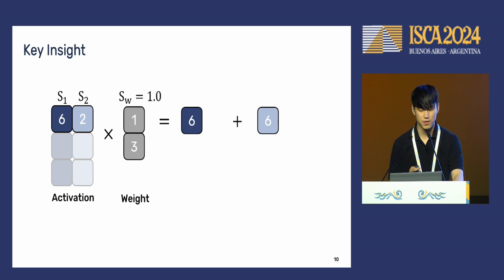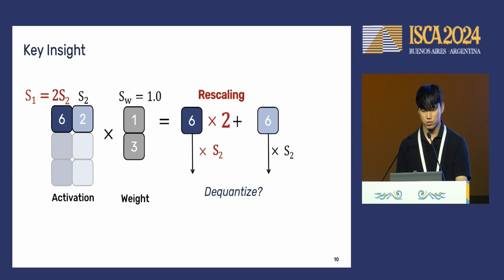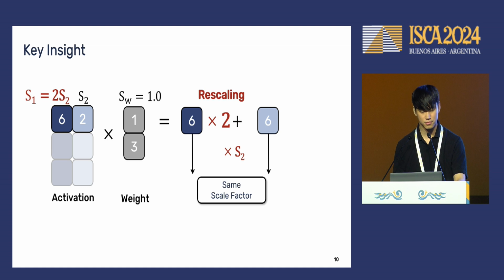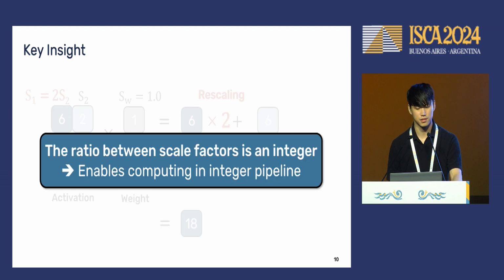Our key insight is that even when columns of activations are quantized using different scale factors, we can perform addition in integer without dequantization. This is the same example as the previous one, but now the ratio between the scale factors of the columns is an integer 2. Instead of dequantizing the two 6s on the right, we can multiply the first 6 by 2 and share the same scale factor. We call this process rescaling. Since the scale factor is now the same, we can directly add and get the final result. So, if the ratio between scale factors is an integer, it is possible to compute in an integer pipeline without dequantization and floating point addition.